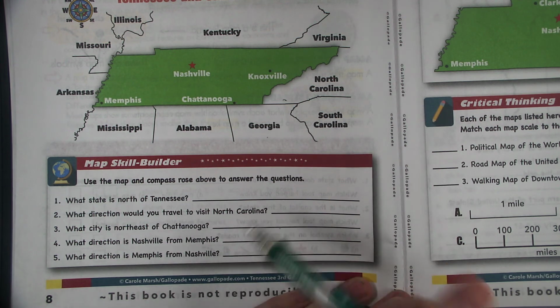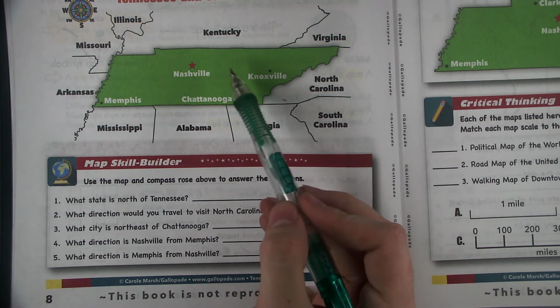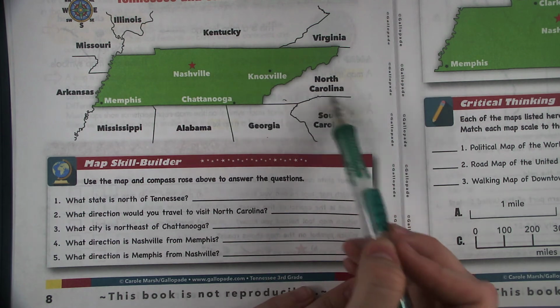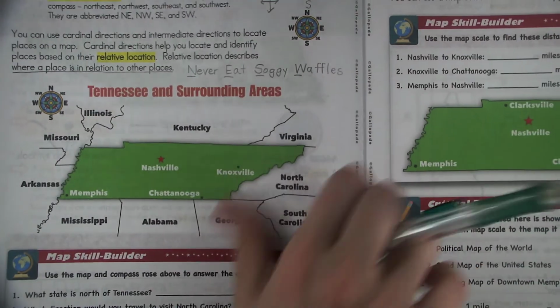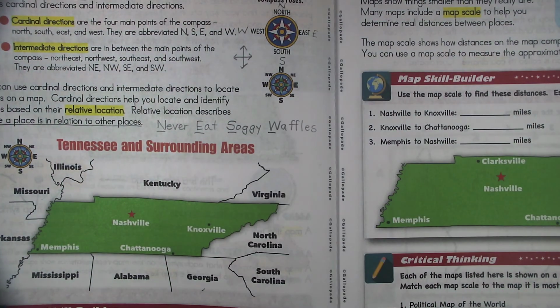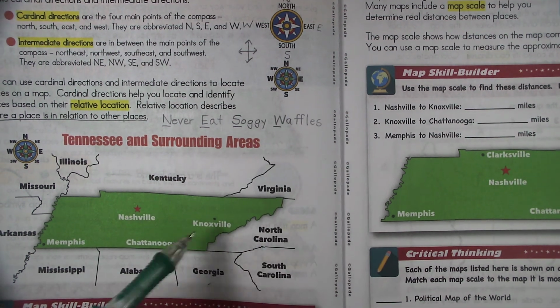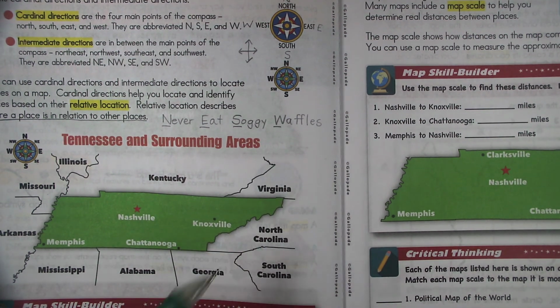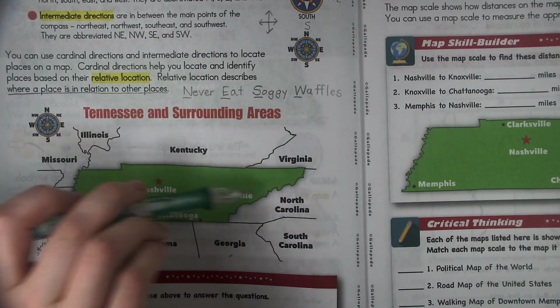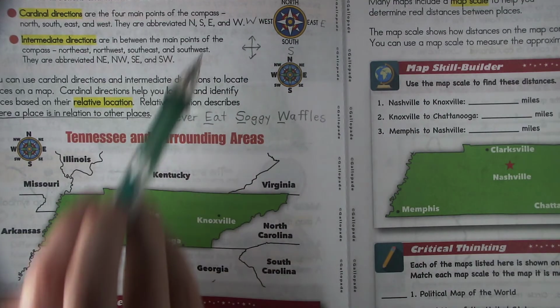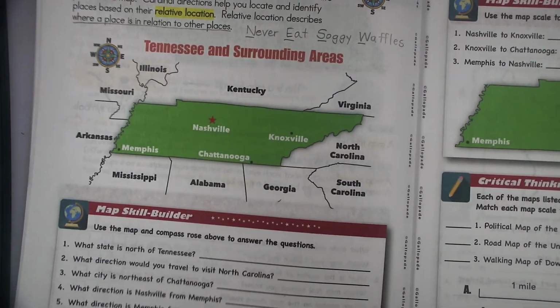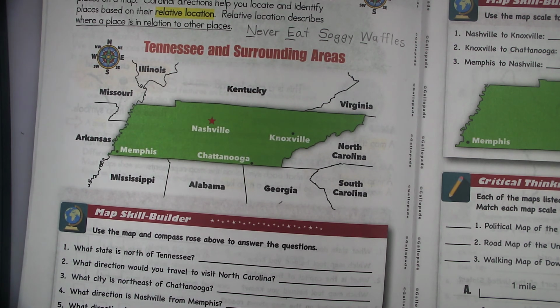What direction would you travel to visit North Carolina? So you have to find Tennessee, and you find North Carolina, and then you can look at your compass rose up here, and you can decide which direction you would travel to get to North Carolina. So you can't just say I would travel to the right. You would have to use one of these. So go ahead and answer those questions, and then you will be done with this.